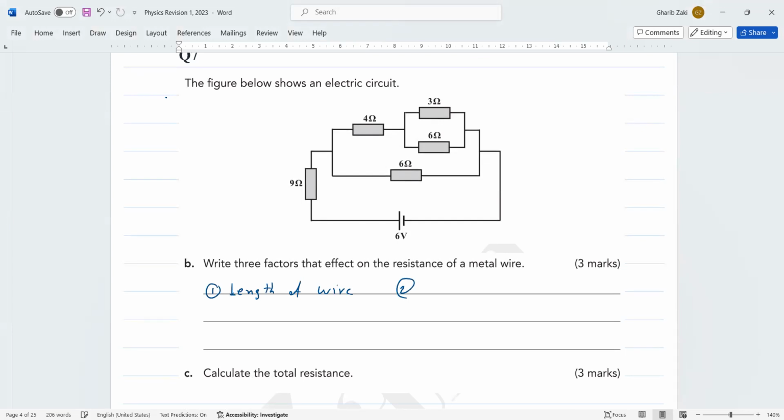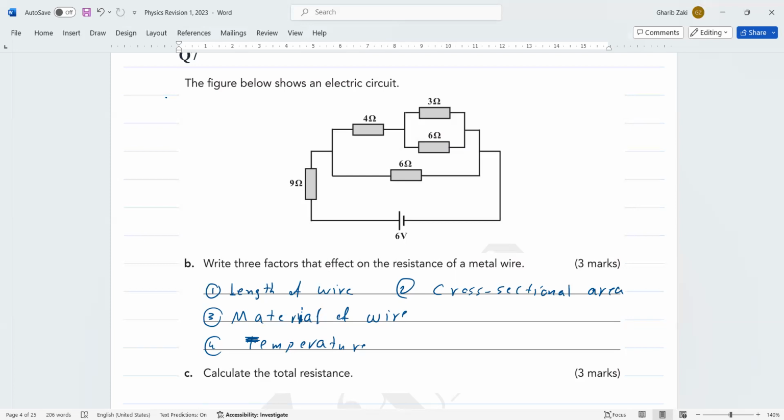Number 2, the cross-sectional area of the wire. Number 3, the material of the wire, or resistivity. Okay, material of the wire. Last thing, number 4, temperature. Okay, any 3 of them are acceptable.